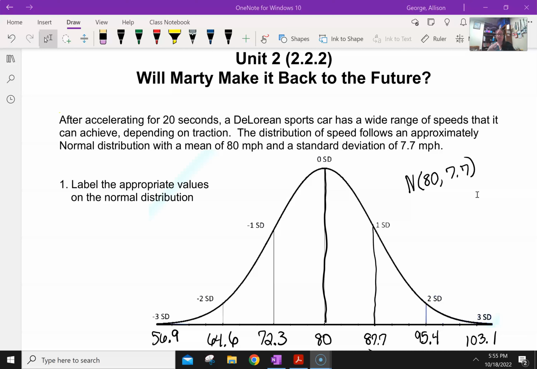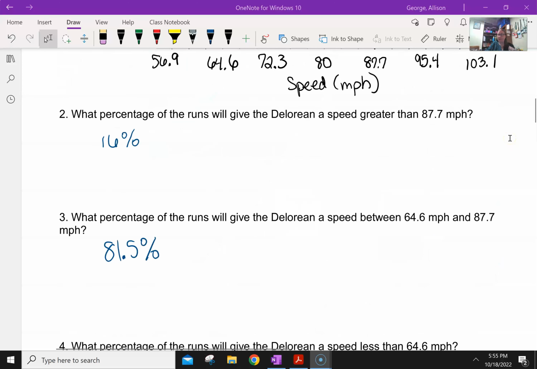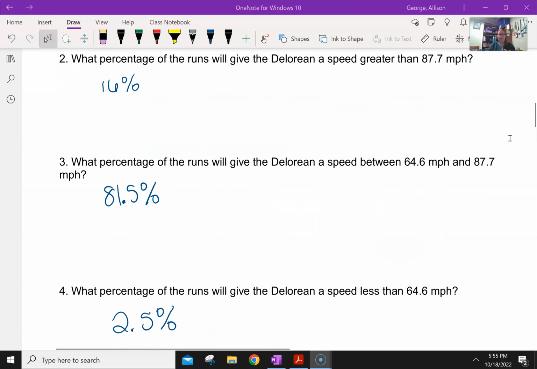So I'm not going to go through the steps for 2, 3, and 4 since it is from Monday's notes. If you have questions, let me know. On Canvas, the completed notes have step-by-step how to do it, so you're welcome to take a look at that answer key and check yourself. But as a very short one, number 2 ended up being 16%, number 3 was 81.5%, and number 4 was 2.5%.